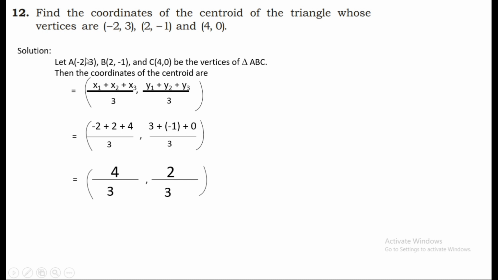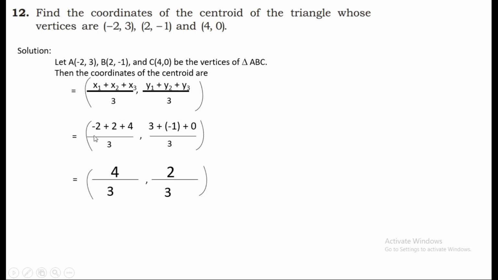So what will be your x1? Minus 2 is x1, the first coordinate, and the second coordinate is y1. Here this one is x2, y2. This is x3, y3. So your x1 is minus 2 plus x2 is 2 plus x3 is 4 divided by 3. y1 is 3, if you can see here, plus y2 is minus 1 plus y3 is 0.